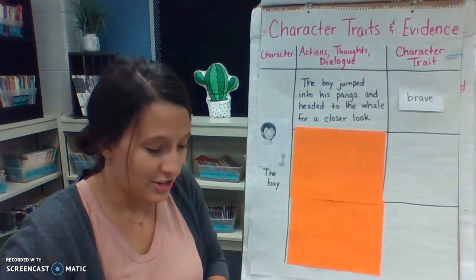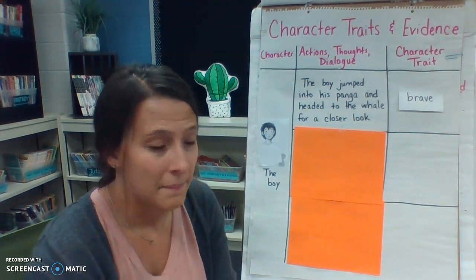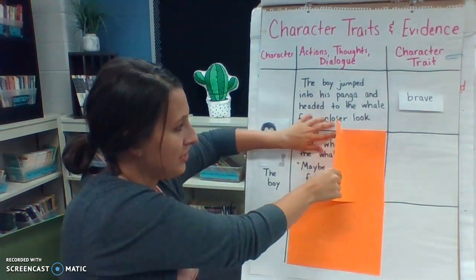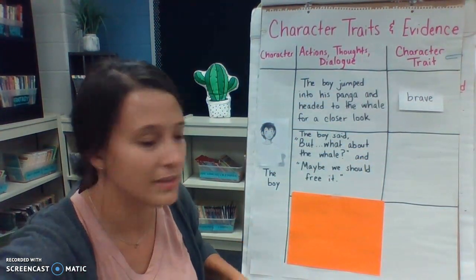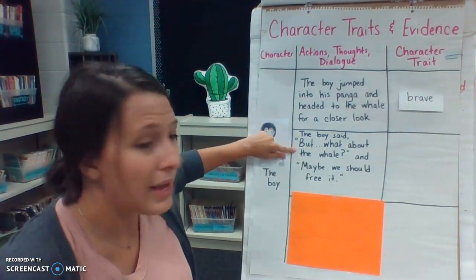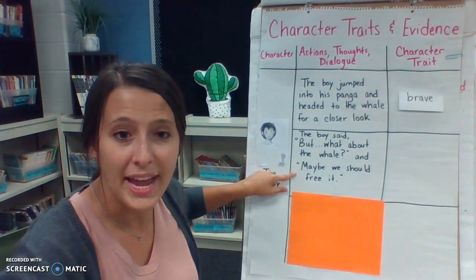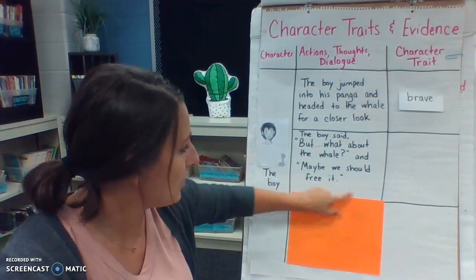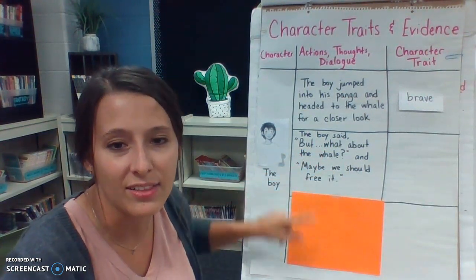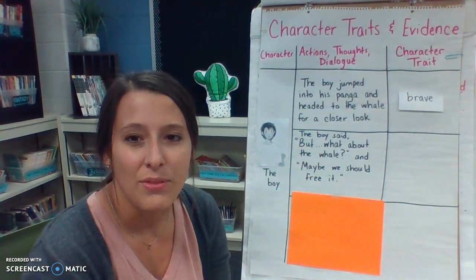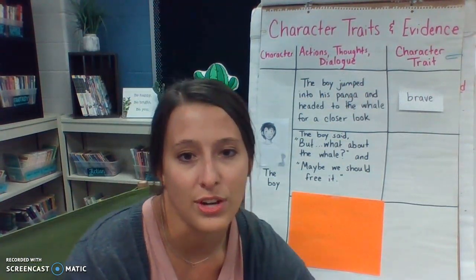So on this page, I'm thinking of a few very important things that the boy said. He had some very strong lines, very strong pieces of dialogue on this page. And here's what I've written. It says, the boy said, but what about the whale? And he said, maybe we should free it. Think for a minute. What do you think those two pieces of dialogue that the boy said show about his character? Can you think of a character trait word you would use to describe the boy?